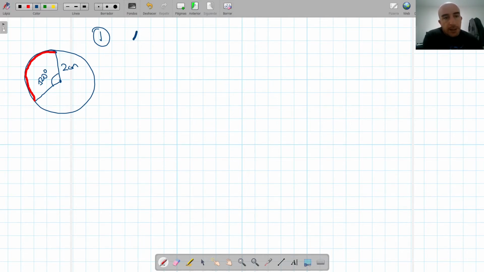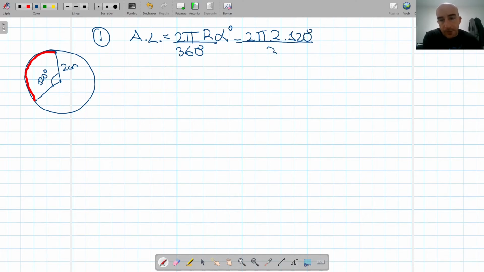So we want to calculate the arc length, and we saw that in degrees that was 2 pi divided by 360 multiplied by r and the angle. Okay, so that would be 2 pi, r is 2, the angle is 120, and 360. If you calculate that, that gives you 4 pi divided by 3, which is more or less 4.19 centimeters, which would be the arc length.